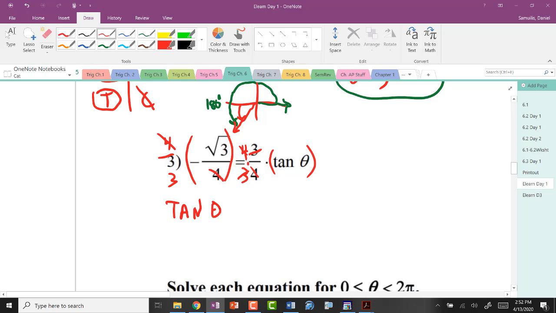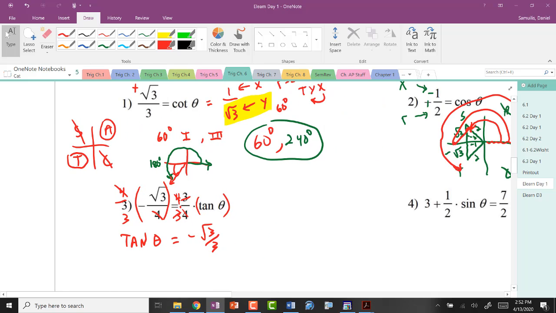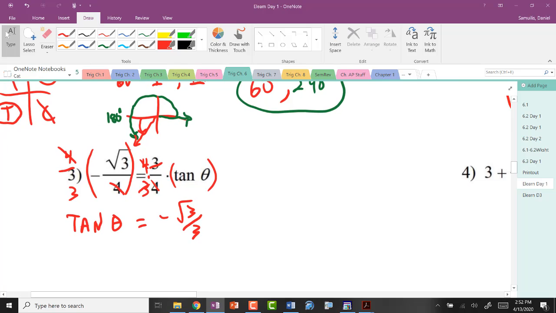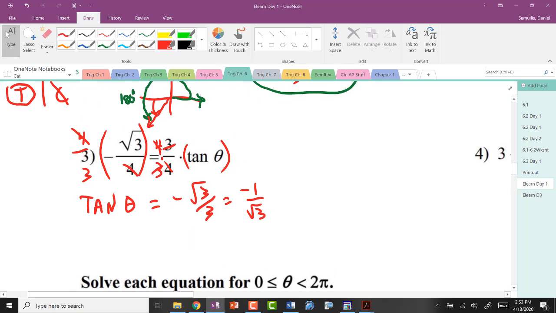I like writing tan on the left side. Equals, 4's cancel, negative √3/3. That looks familiar, except the only difference is it's now tan of theta, not cotan of theta, and it's a negative. Okay, one more time. You probably want to make this -1/√3, unrationalizing the denominator, crazy, or rationalizing the numerator. That's what a calculus student would say.